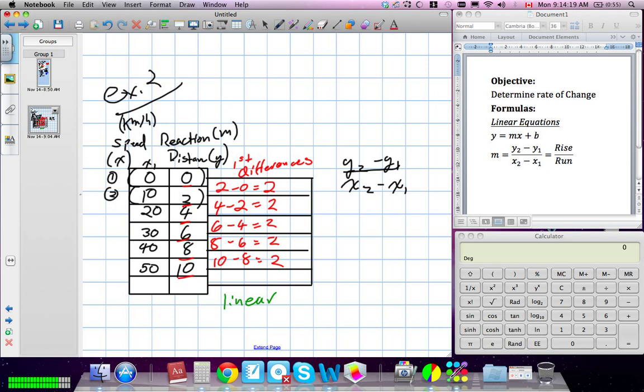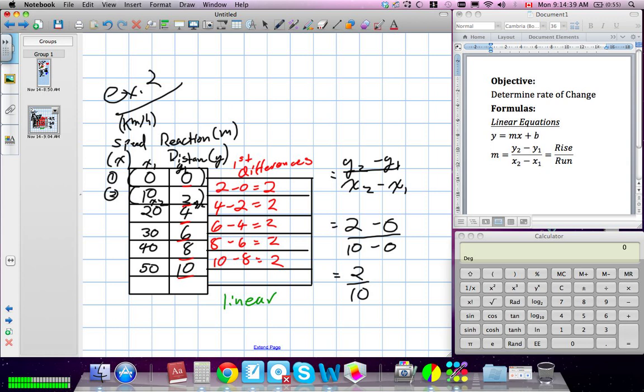So y2 is the number 2, subtracted by y1, which is 0, over x2, which is 10, minus x1, which is 0. We end up with 2 over 10, which when we divide it is 0.2.